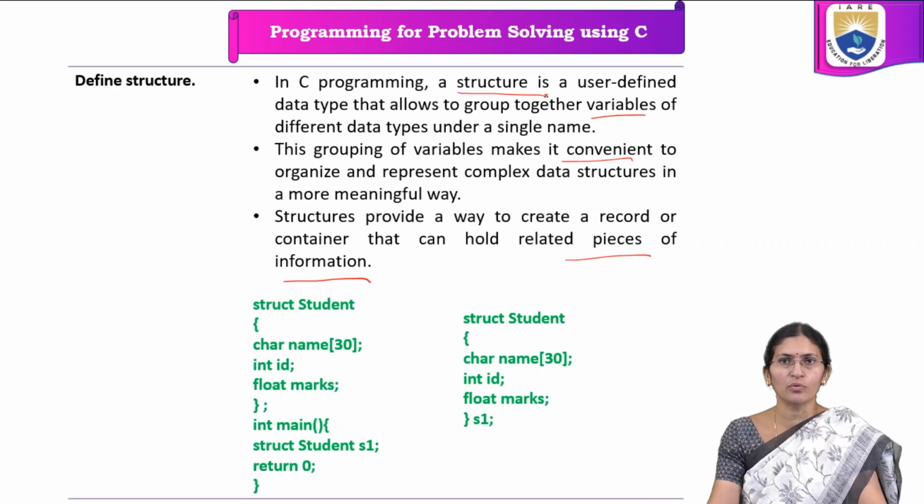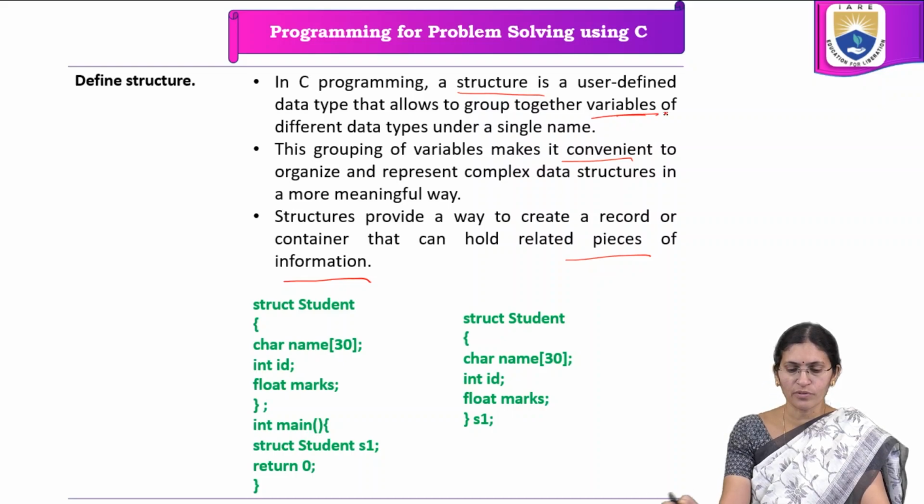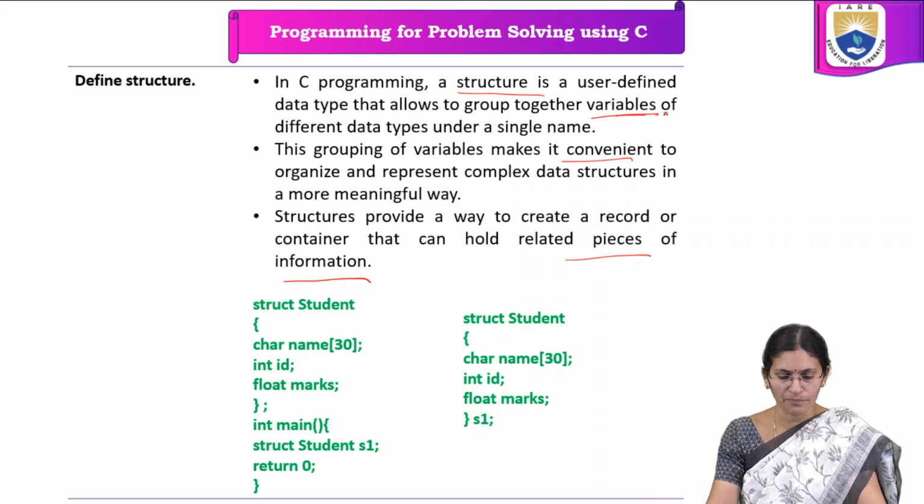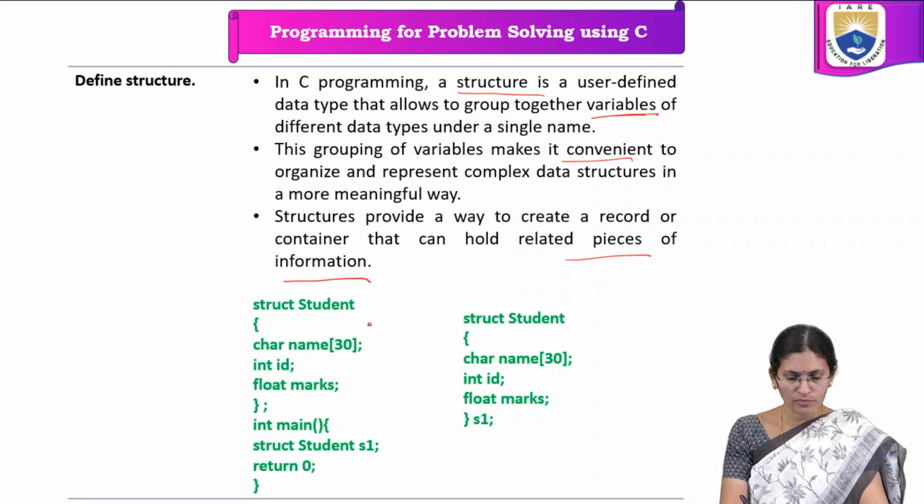So structure is a user-defined data type which allows us to group together variables of different data types under a single name. For example, this is how you declare or define a structure. Struct keyword followed by the name of the structure, and inside this, these are the members of the structure. At the end, we need to put a semicolon here. So this is how you can define a structure.